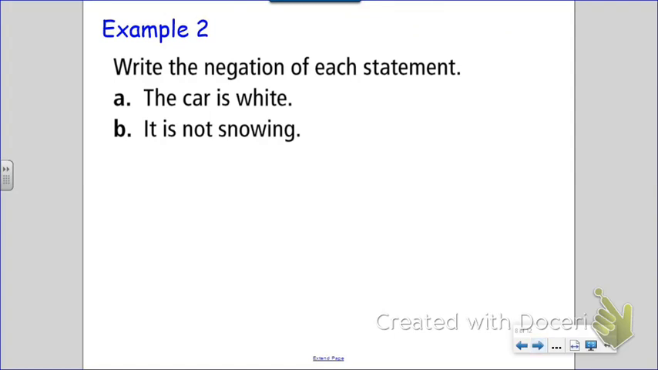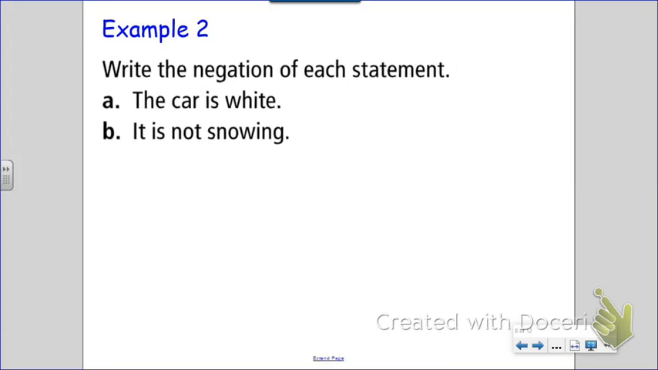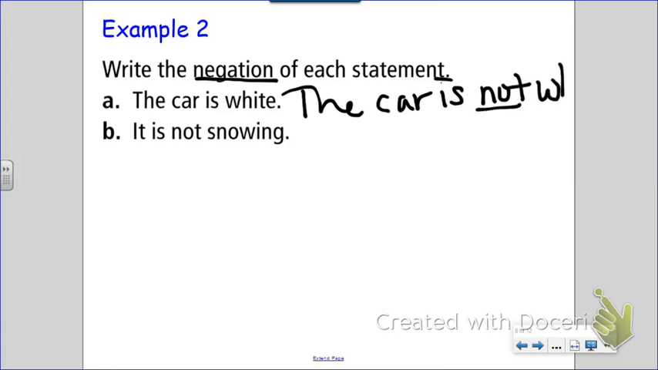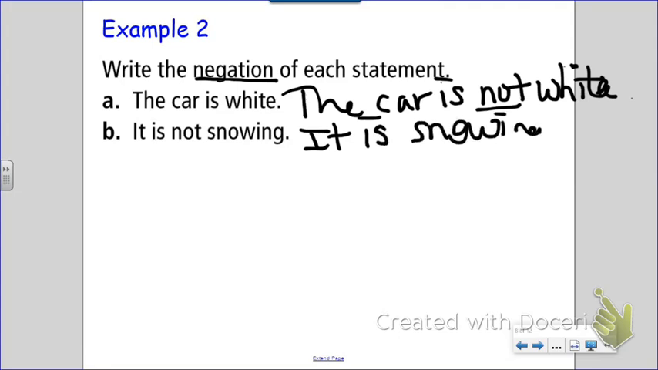Write the negation of each statement. To negate it means to say it is not. So we would say the car is not white. If it states it's not, to negate it would be to say it is. It's just the opposite. It is not snowing. To negate that, we would have to say it is snowing, because it's already saying it's not to begin with, and we want to negate not, which means it is.